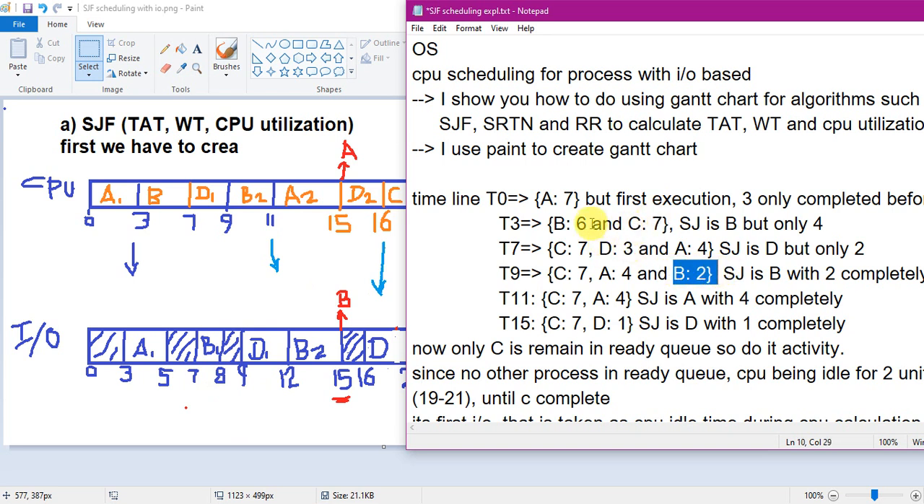Initially B needs 6 units, but 4 units were executed in the first request, and now the remaining for B is 2 units only. Comparing the shortest job, 4, 7, 2, 2 is the shortest, so B completes its execution. So at this time B takes place.